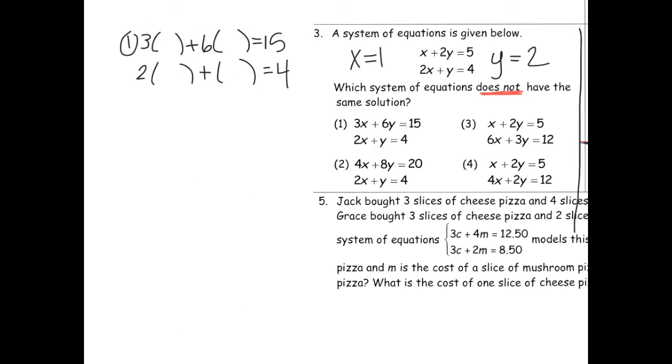Let's try this out. So I'm taking the first choice right now, and wherever I see x, I'm going to plug in 1, and wherever I see y, I'm going to plug in 2. So I'm going to put my 1's here and my 2's here. So I have, the first thing, I have 3 plus 12.